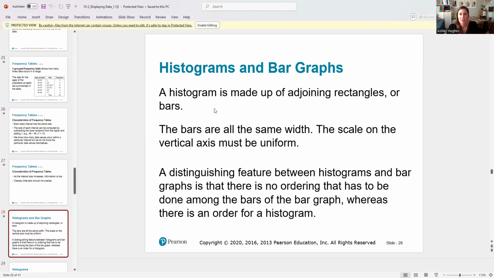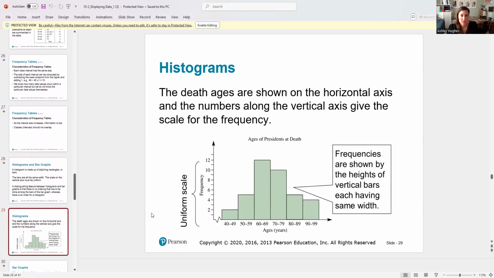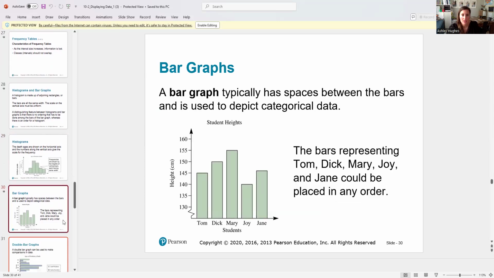Histogram and bar graph. So this is basically a bar graph. So let's look at this. The death ages are shown on the horizontal axis and the numbers along the vertical axis. So this time we kind of grouped them by decade. So we got the 40s, the 50s, the 60s, the 70s, the 80s, the 90s, and you can see that most of them lived to be 60 to 70. So this is another way to represent the same data.